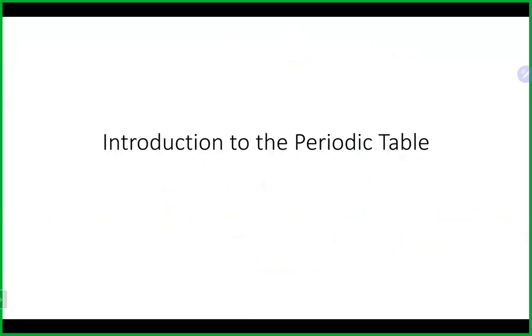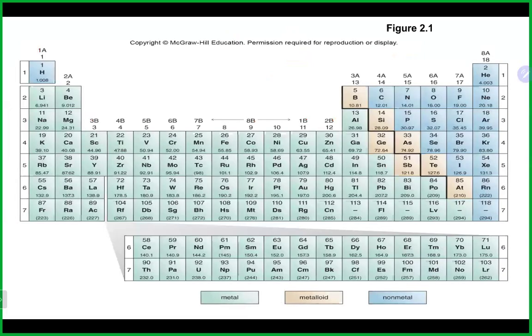All right, speaking of the periodic table, let's officially talk about the periodic table. That's a periodic table right there. The periodic table obviously has a lot of information on it, and we're going to talk about the different important parts of the periodic table.